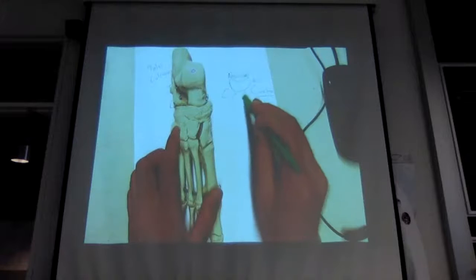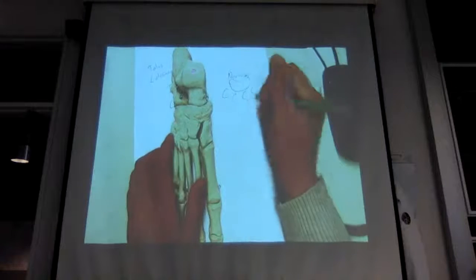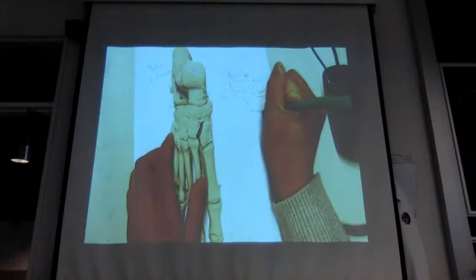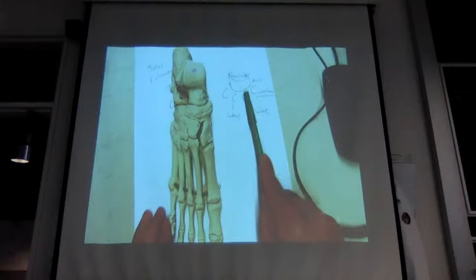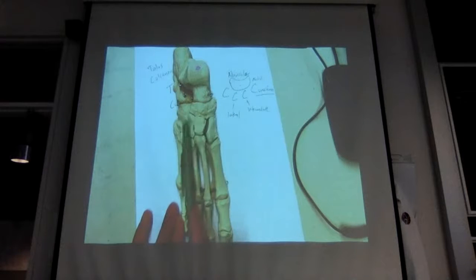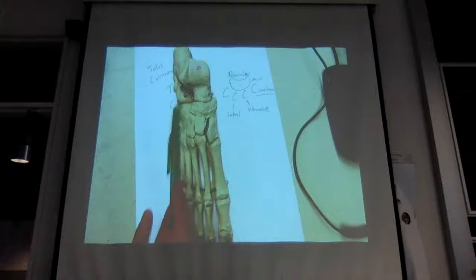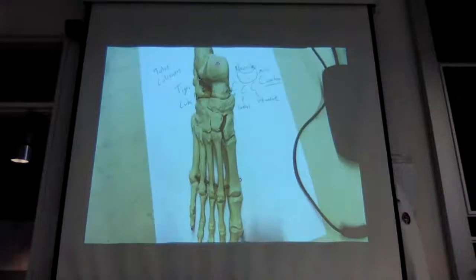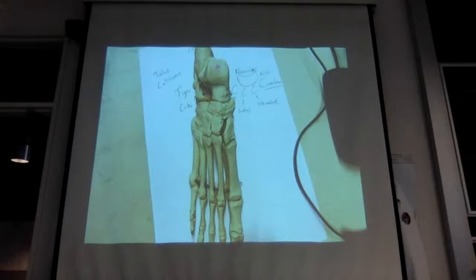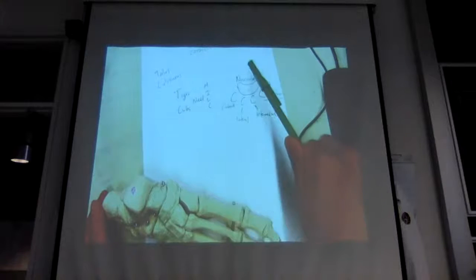Cuneiform means wedge-shaped. So this is medial cuneiform. If there's 3 of them, what's this one? This is intermediate. This is lateral. Medial cuneiform, intermediate cuneiform, lateral cuneiform. This very last one, it's cube-shaped, so this is cuboid. Cuboid. Tiger cubs need milk. Talus on top, navicular sailing on the seas.